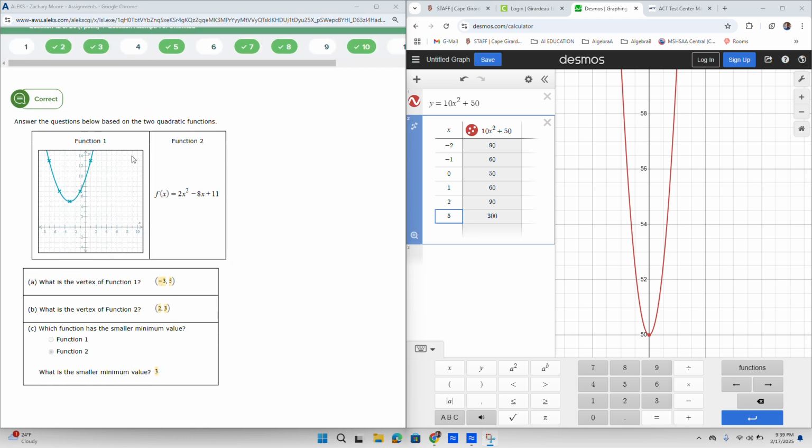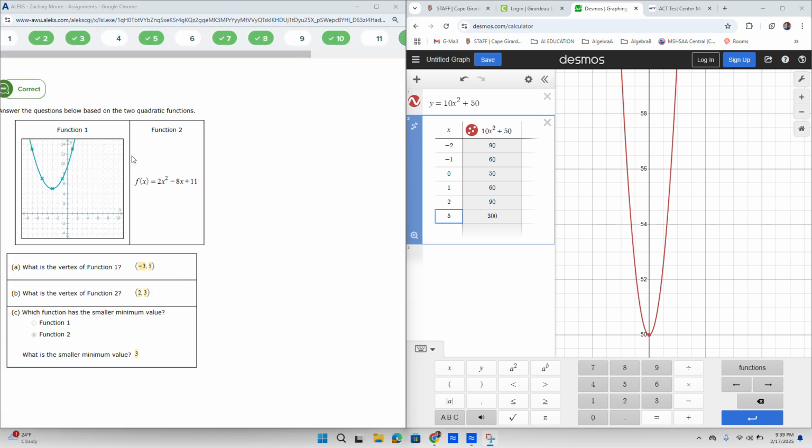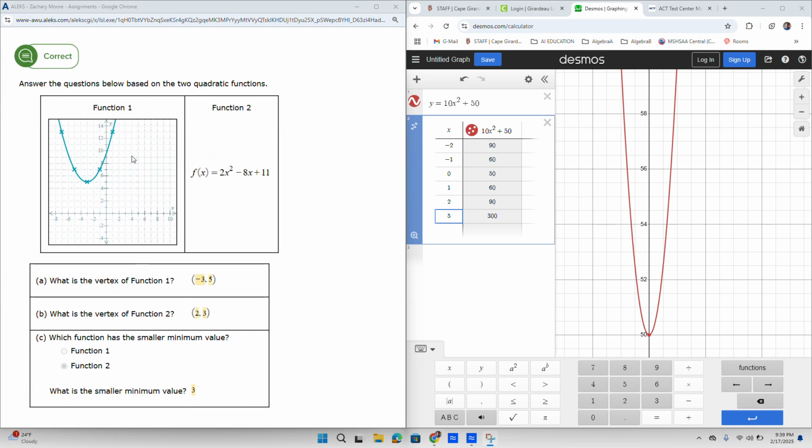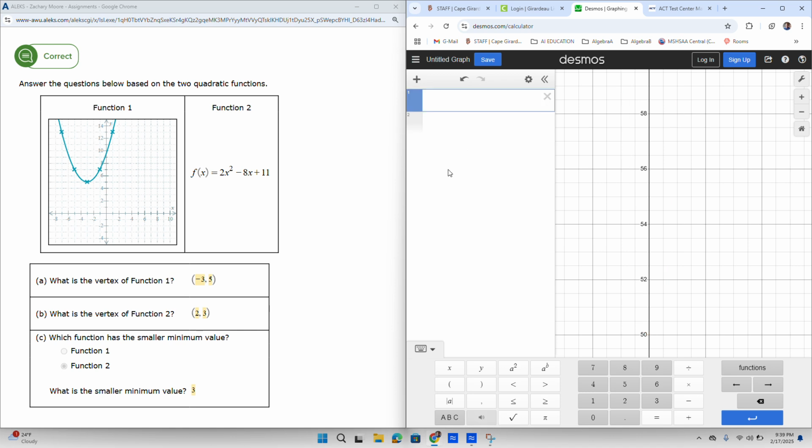And then last but not least, number 12. For this one, you're going to have to type in this function right here into Desmos. So if you type in your f of x is equal to 2x squared minus 8x plus 11.